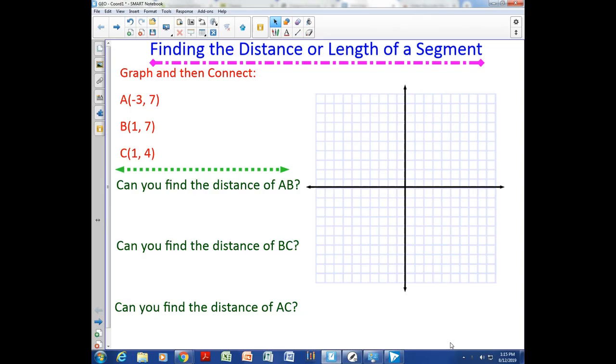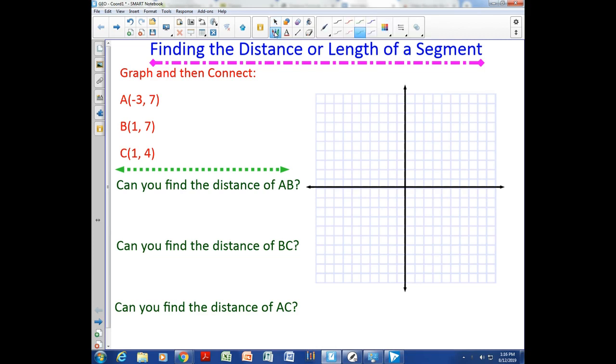Here's a quick lesson on distance. Finding the distance or length of a segment: graph and then connect. All right, let's jump to finding the distance of AB.